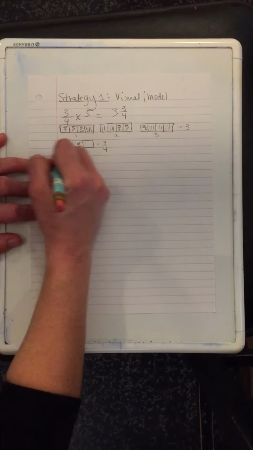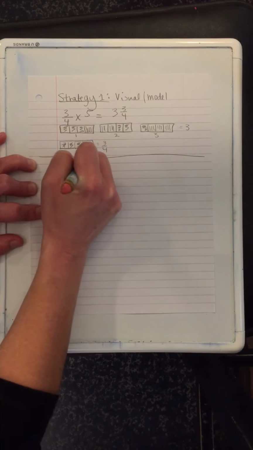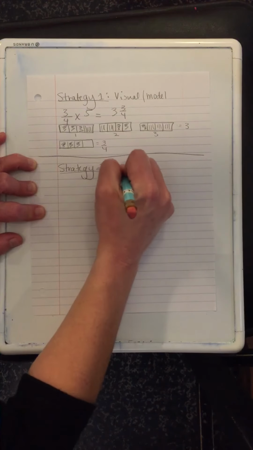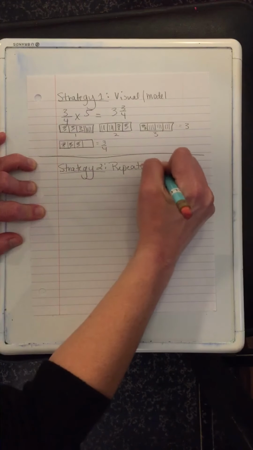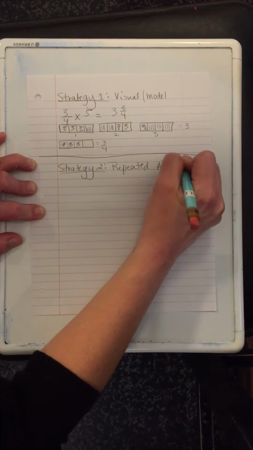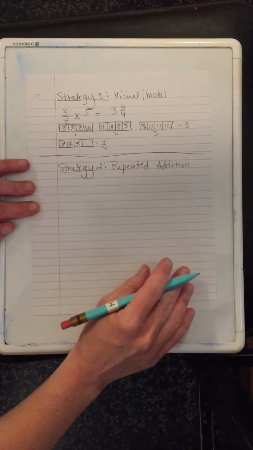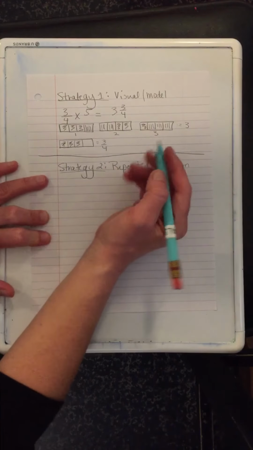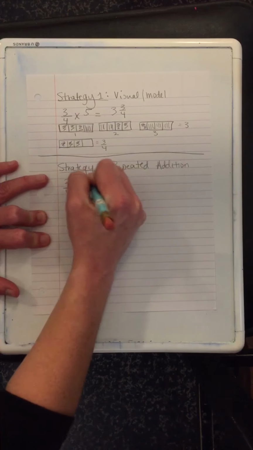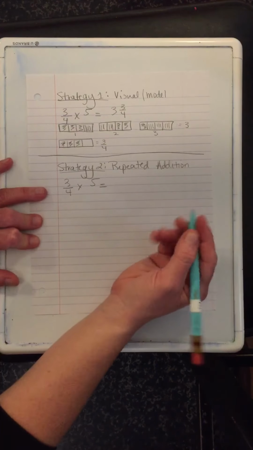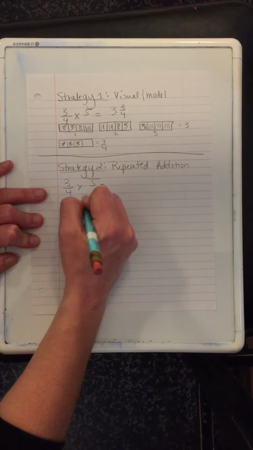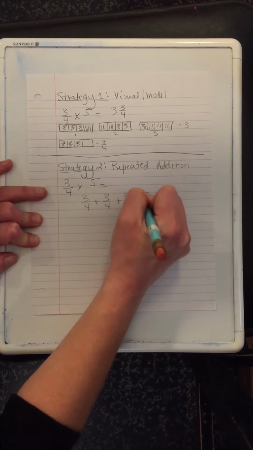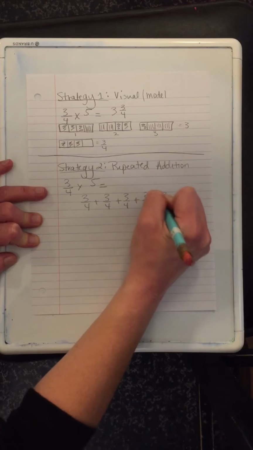All right, so moving on to strategy 2. Strategy 2 is repeated addition. Okay, repeated addition. So we know that multiplication and repeated addition are the same thing, so we're going to use this strategy. We're going to work on the same problem, which is 3/4 times 5. So we're going to take 3/4 and we're just going to add it 5 times. So 3/4 plus 3/4 plus 3/4 plus 3/4 plus 3/4.